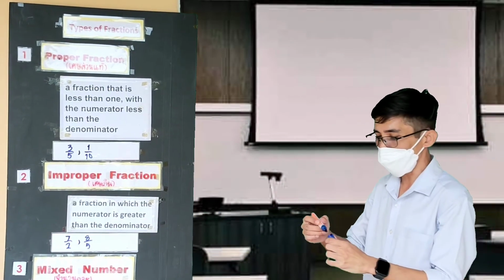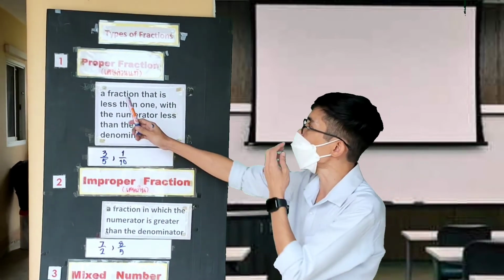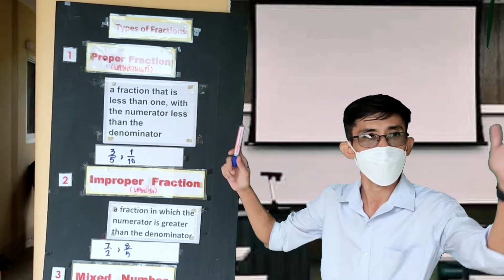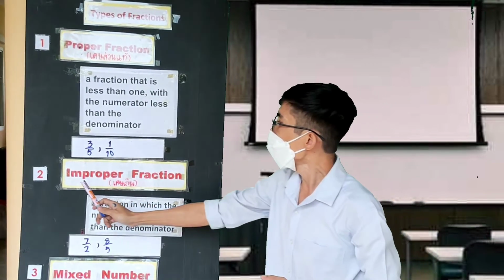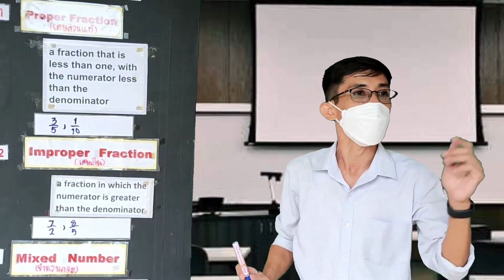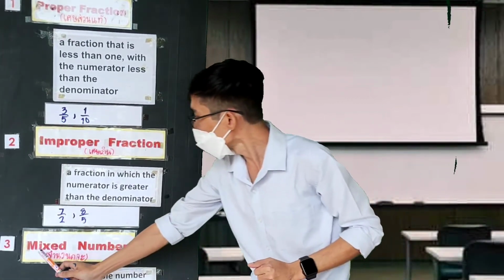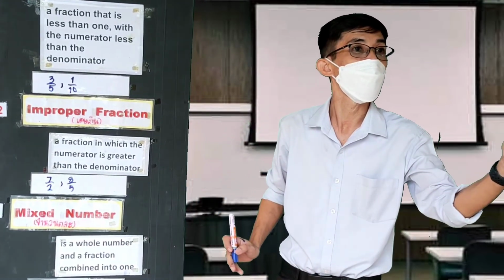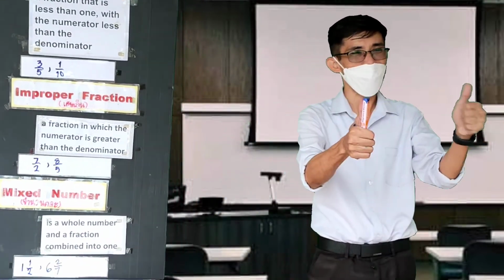Okay, remember? Let us read again one by one. Ready? 1, 2, 3, go. Proper fraction. Okay, good. Improper fraction. Good. And mixed number. Okay, good job.